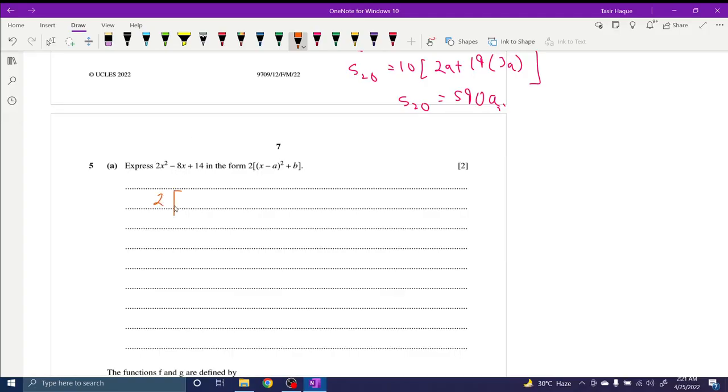So we need to take 2 common initially. x squared minus 4x plus 7, then 2 x whole square minus twice x into 2 plus 2 square plus 7, plus 2 square minus 2 square plus 7. So this becomes x minus 2 whole square, and that becomes minus 4 plus 7, which is plus 3. This is it.